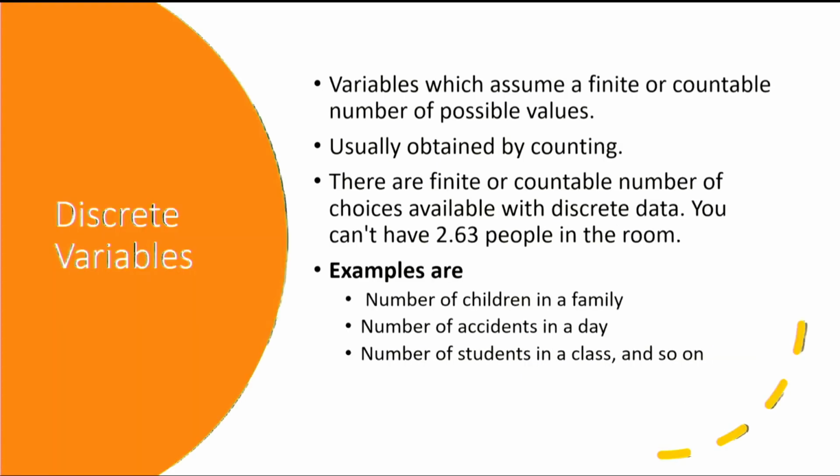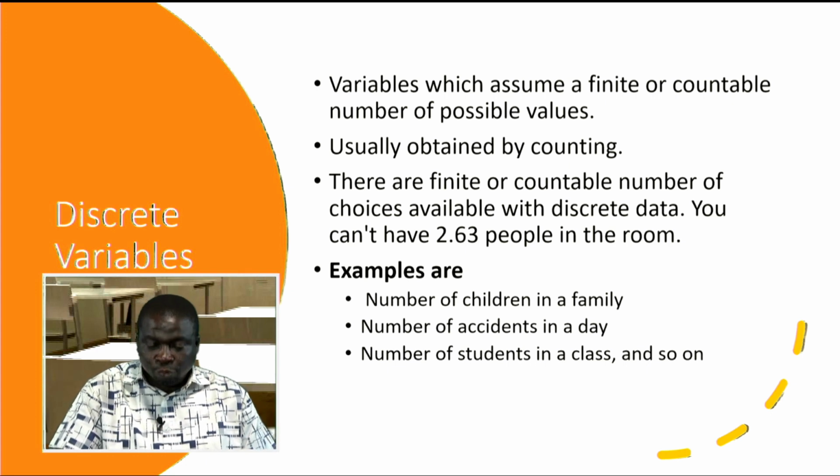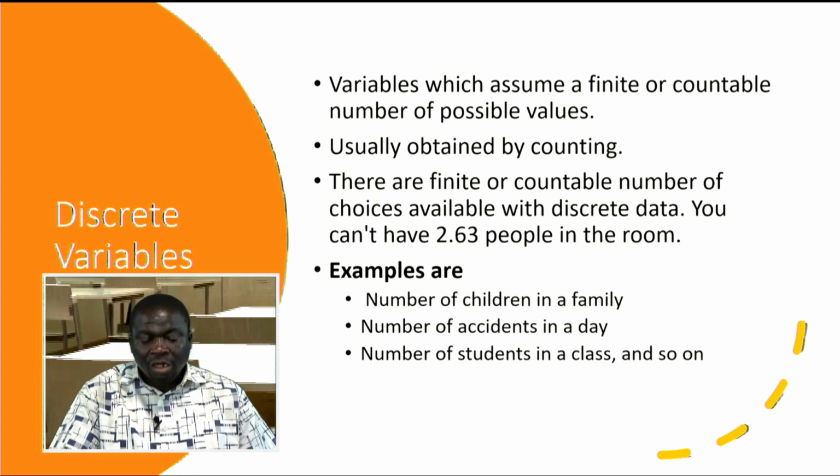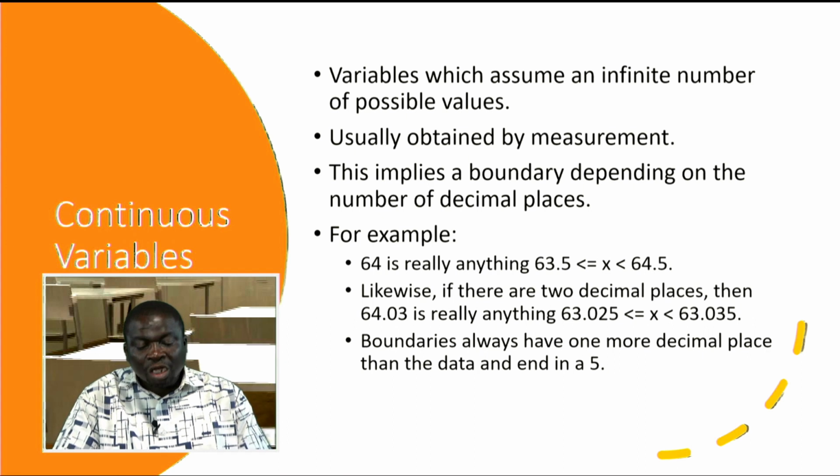When we talk of discrete variables, these are variables which assume a finite or countable number of values, usually obtained by counting. There are a finite or countable number of choices available with discrete data. You cannot have 2.63 people in a room. Examples are number of children in a family, number of accidents in a day, number of students in a class, and so on.